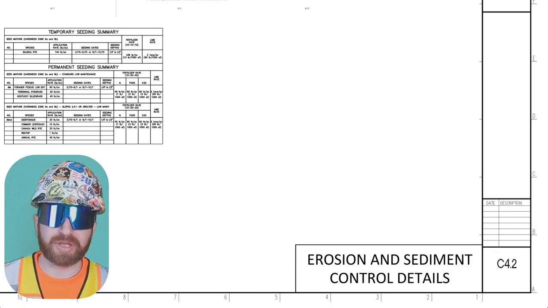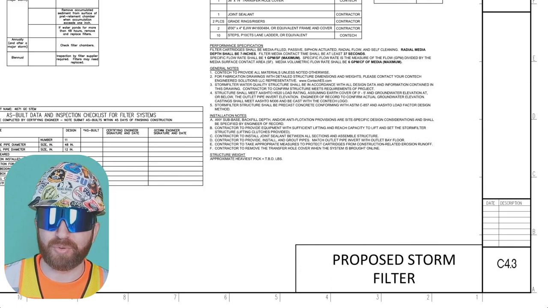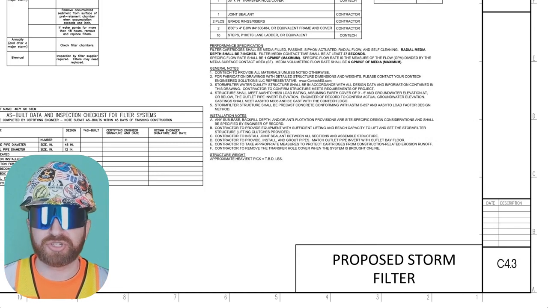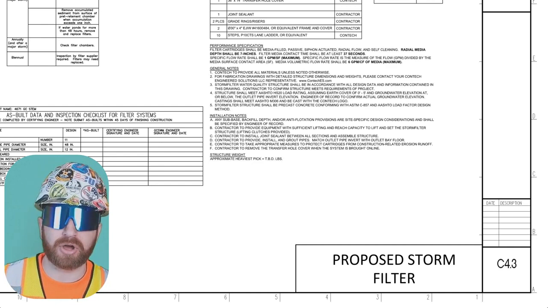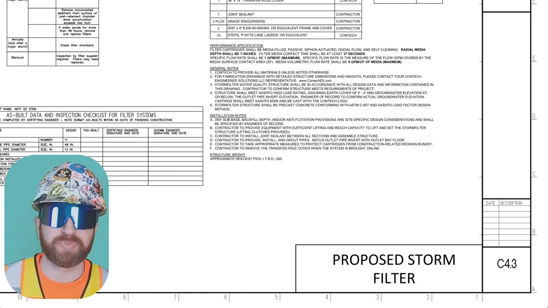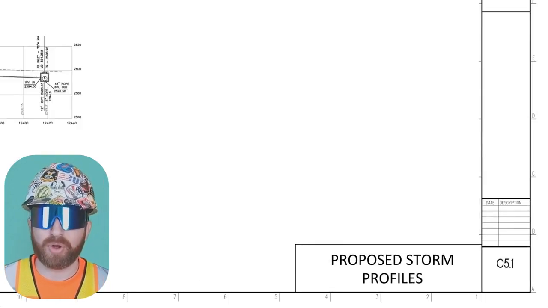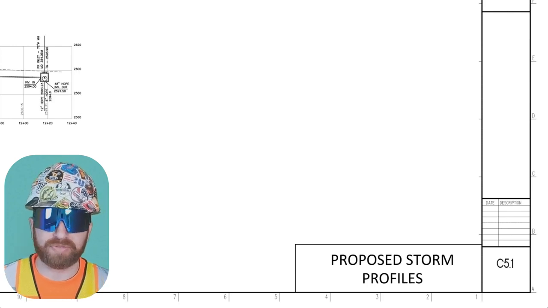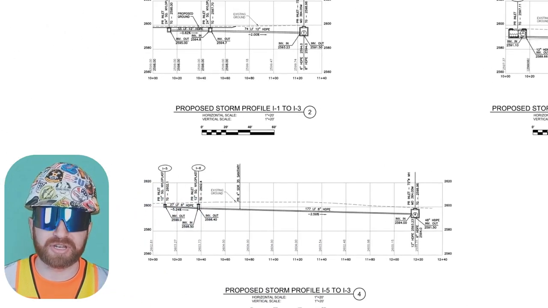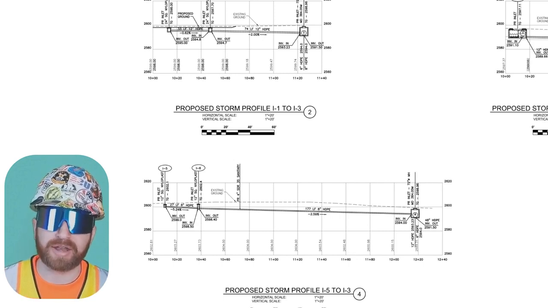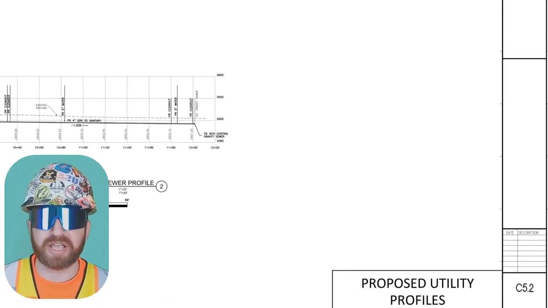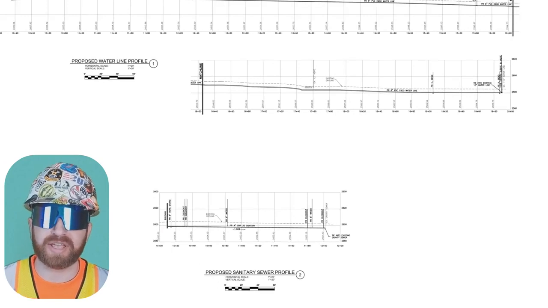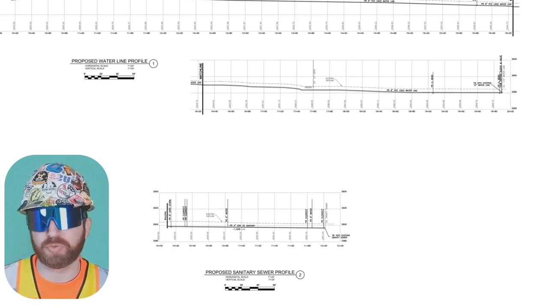C4.2, erosion and sediment control details profiles continued. C4.3, proposed storm filter. This is showing a profile and also section cuts of a storm filter structure that would get placed underground as part of the stormwater management system. We'll get into that later. C5.1, proposed storm profiles. I'll briefly cover this at the end as well, but the engineers did a nice job providing a section cut and profiles showing how the system would look if you were looking at it underground. And finally, C5.2, proposed utility profiles. The same thing here, except it's just water lines and sanitary lines instead of the previous page, which were storm lines.